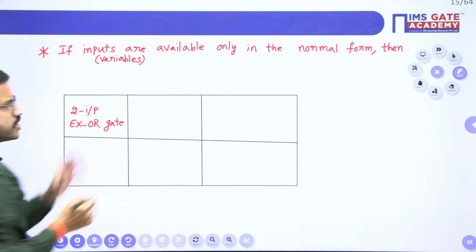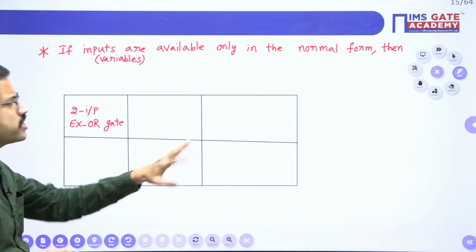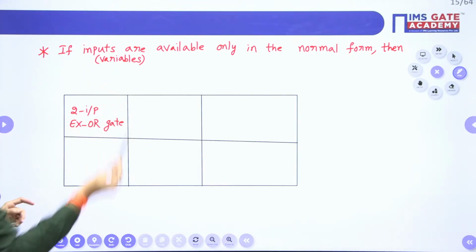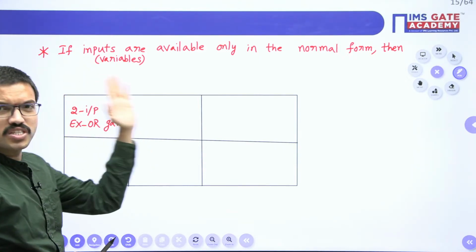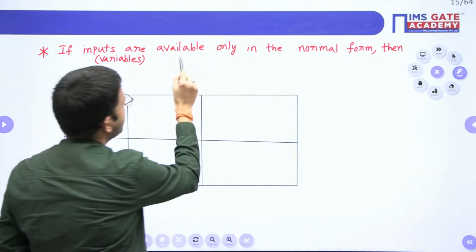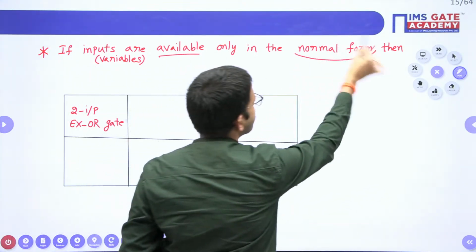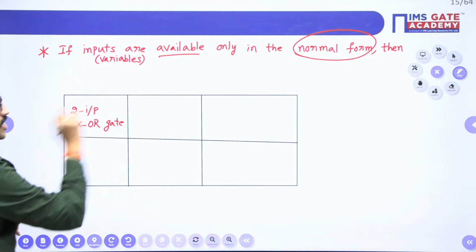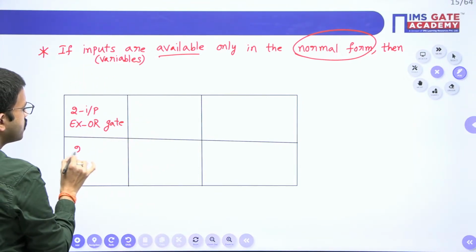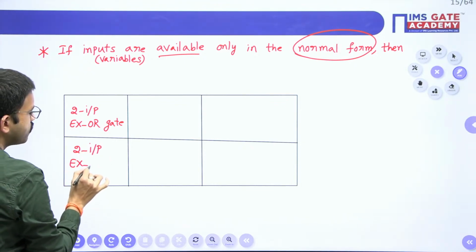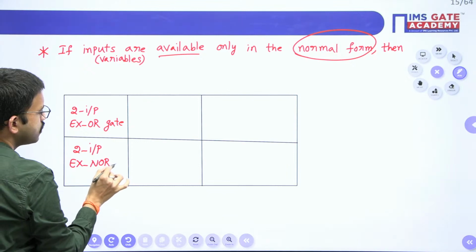whatever the 4 cases we have discussed regarding XOR gate and XNOR gate with the help of NAND and NOR, you will get the answer as 3, provided both inputs are available in normal form and complement form. Now, if the inputs are available only in the normal form, then you will get different answers. For the timing, I am just giving the tabular form. You can remember this with the help of one simple logic I will tell.